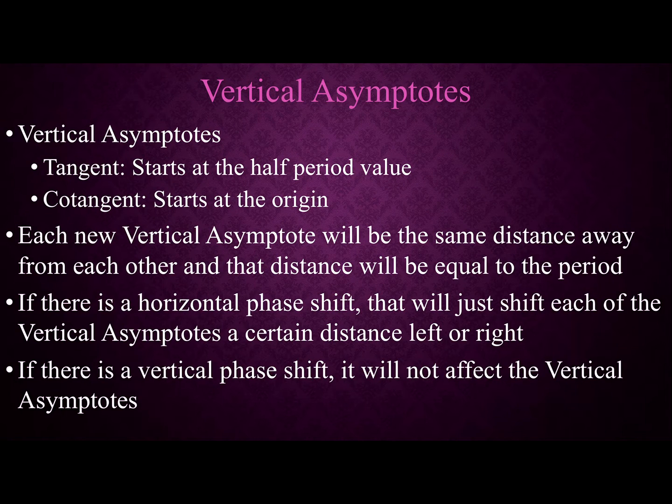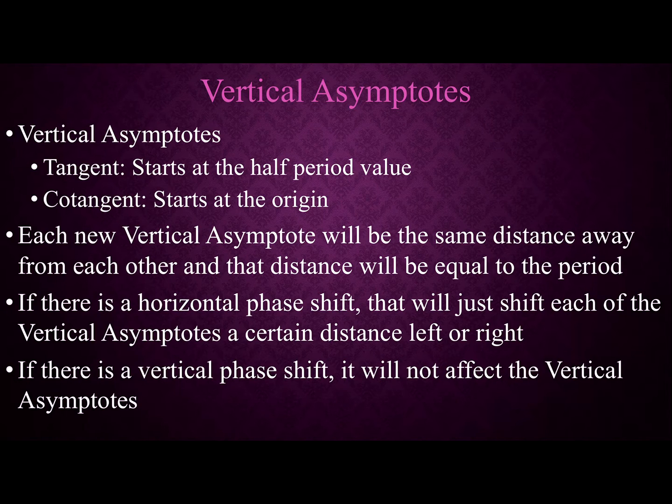Now, for the vertical asymptotes, which function it is determines where they start. Tangents will start at the half period value. Cotangents will start at the origin itself. Each new vertical asymptote will be the same distance away, equal to the period. And for each of these, we're going to use 3 vertical asymptotes. The first one being at either the half period value for tangent or the origin for cotangent, and then we're going to go 1 vertical asymptote in the positive direction, 1 vertical asymptote in the negative direction.